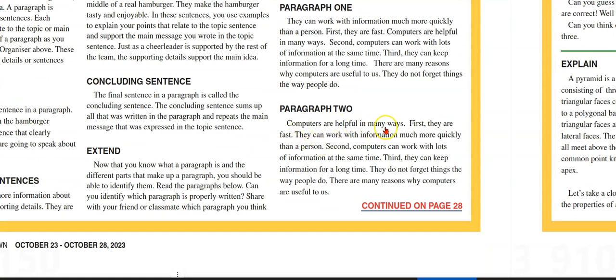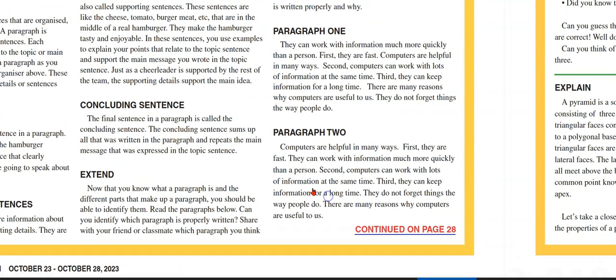Let's look at paragraph 2. Computers are helpful in many ways. First, they are fast. They can work with information more quickly than a person. Second, computers can work with lots of information at the same time. Third, they can keep information for a long time. They do not forget things the way people do. There are many reasons why computers are useful to us. Yes, 2 sounds better.